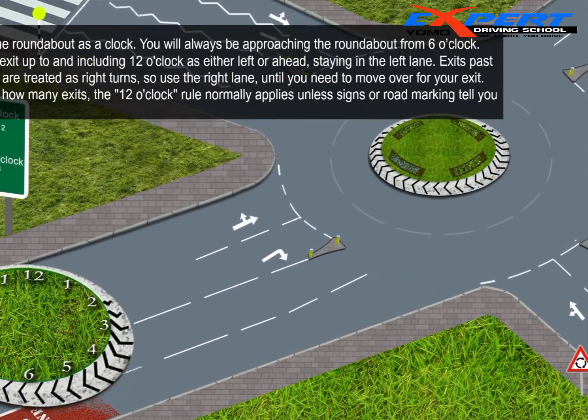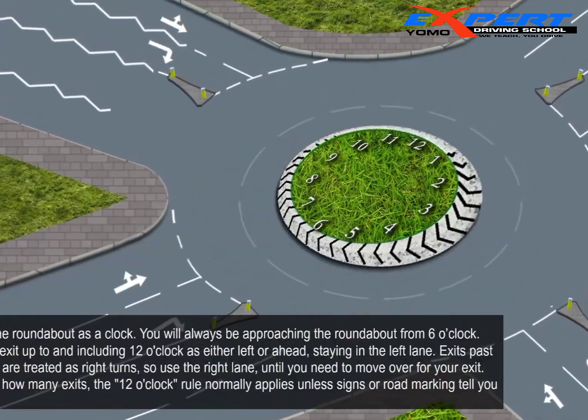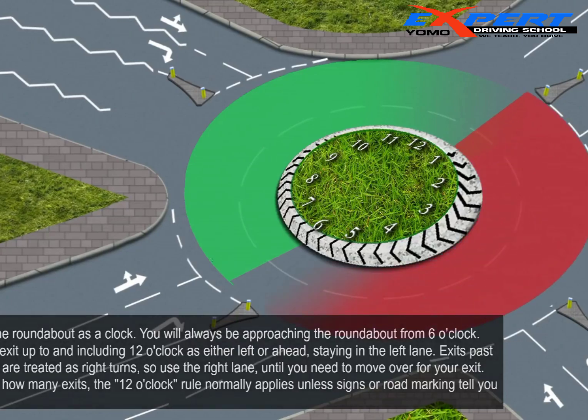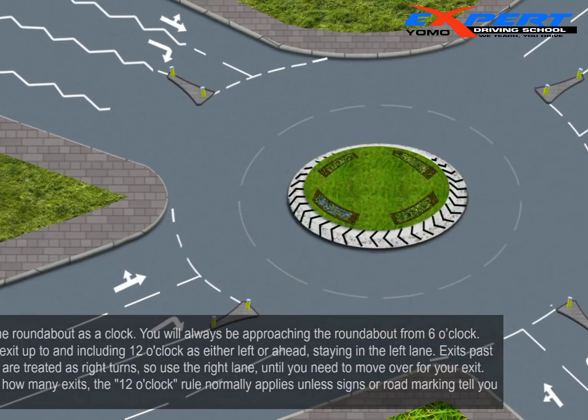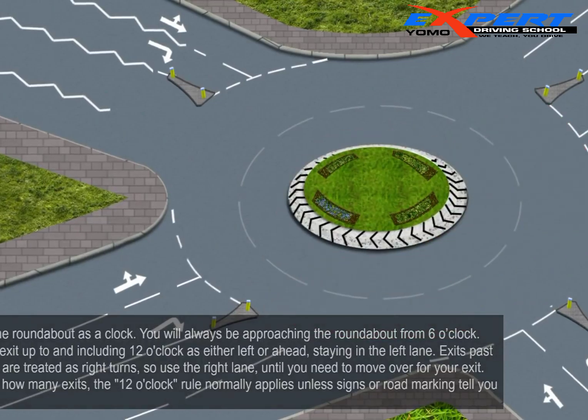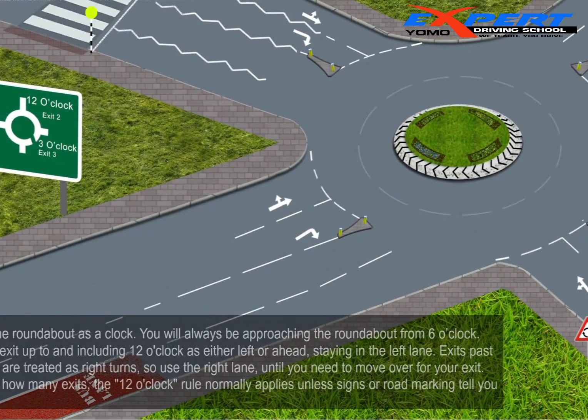Think of the roundabout as a clock. You will always be approaching the roundabout from 6 o'clock. Treat any exit up to and including 12 o'clock as either left or ahead, staying in the left lane. Exits past 12 o'clock are treated as right turns, so use the right lane until you need to move over for your exit. No matter how many exits, the 12 o'clock rule normally applies unless signs or road markings tell you otherwise.